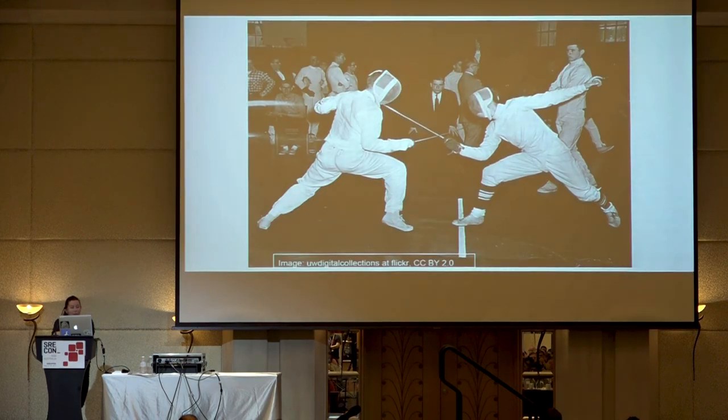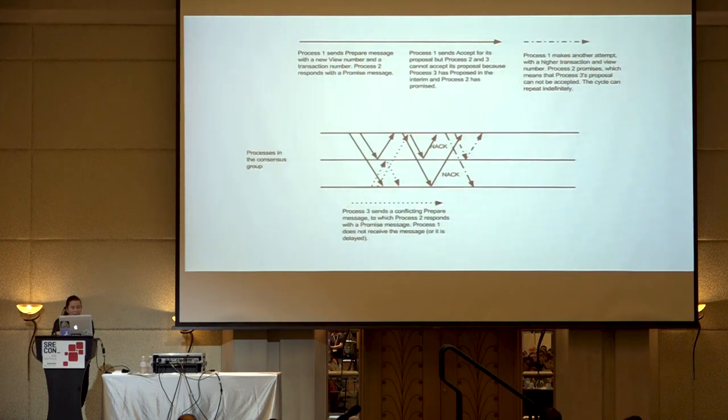Another fairly well-known anti-pattern for distributed consensus is a thing called dueling proposers. So what this looks like is this.